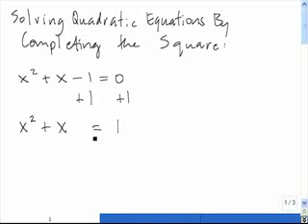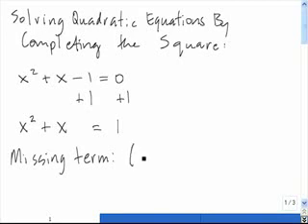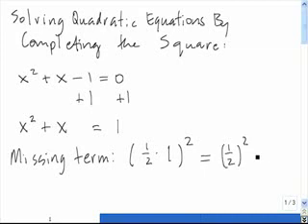so that we have a perfect square trinomial. Remember, the missing term is always 1/2 times the coefficient of x, which in this case is 1, squared. Okay, so it's 1/2 the coefficient of x squared. That's the missing term in completing the square. So that's equal to 1/2 squared, which is 1/4.